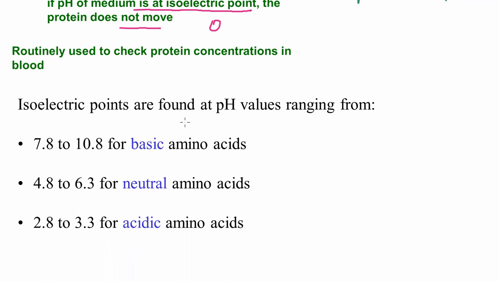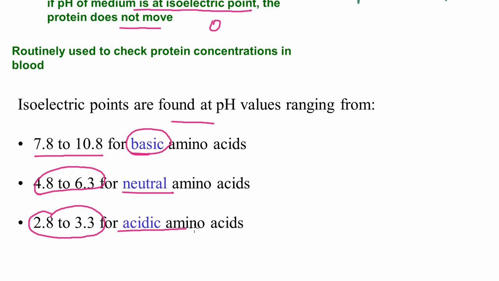So isoelectric points are found at pH values ranging from 7.8 to 10.8 for basic amino acids, 4.8 to 6.3 for neutral amino acids, and 2.8 to 3.3 for acidic amino acids.